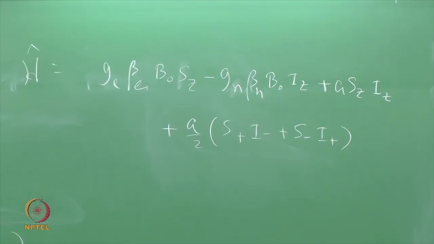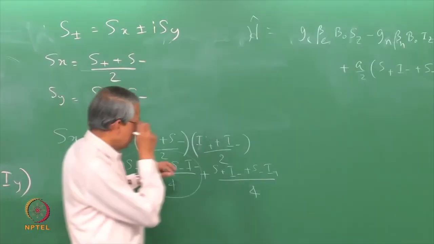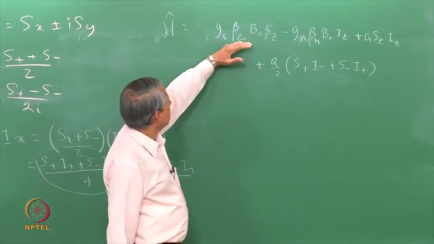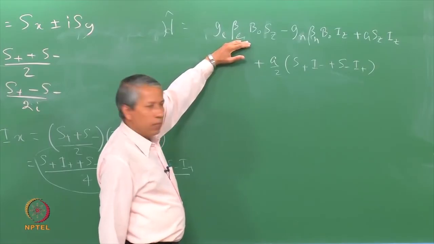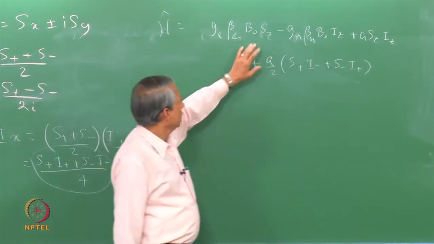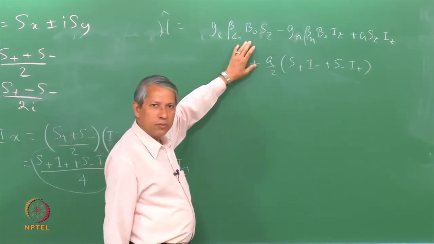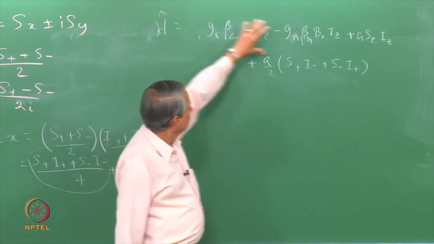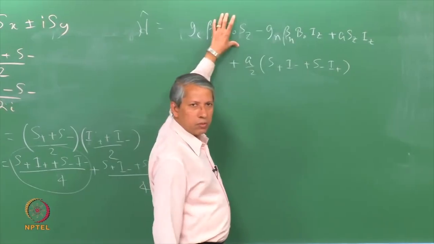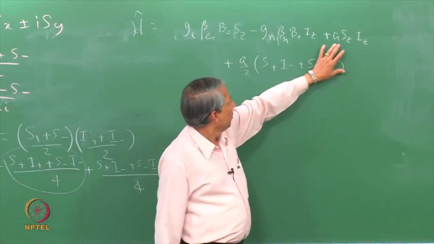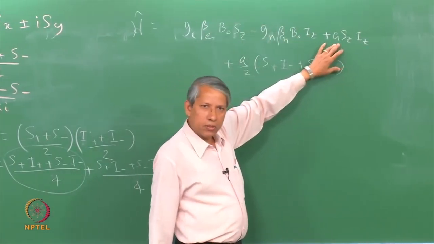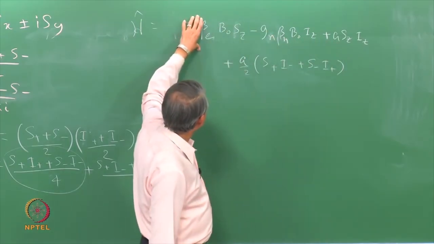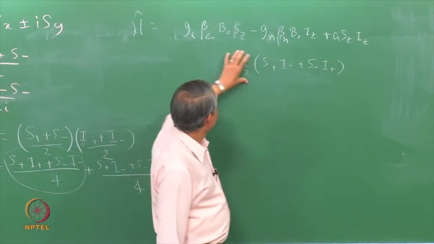Here, now let us see the relative magnitude of the various interactions. This is the electron Zeeman term, this is the nuclear Zeeman. We know that the magnetic moment of the electron is about 2000 times higher than this. So, this will be the most dominant interaction, this will be very very small compared to that one, and the magnitude of the hyperfine coupling constant is also not very large. So, this will still be the dominant interaction, this is usually very small.